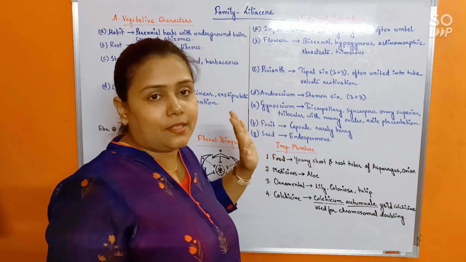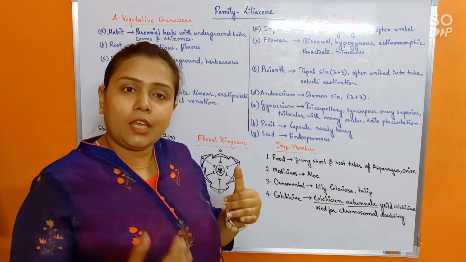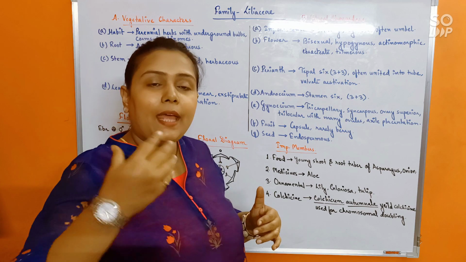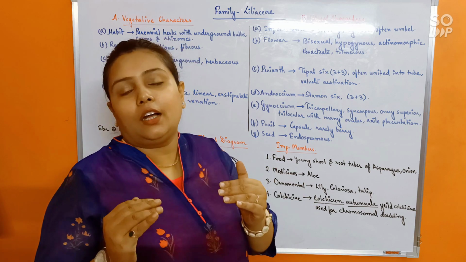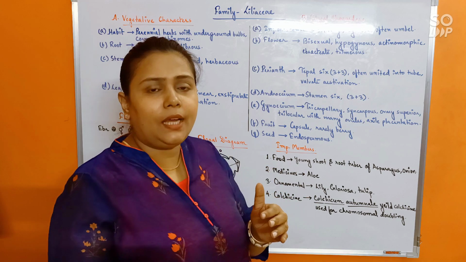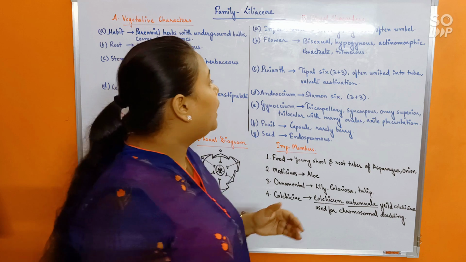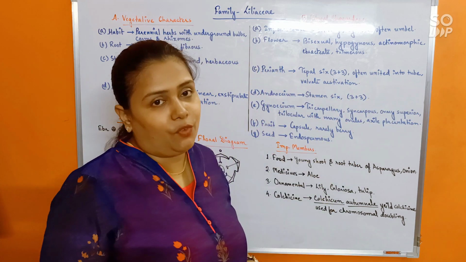Total 6 number of tepals. 3 plus 3 arrangement. That means 3 would be in a separate whorl, another 3 will be in a different whorl. So whorl for the 6 tepals would be different. 3 towards outside, 3 towards inside. Okay. Often united into a tube and with valvate aestivation.